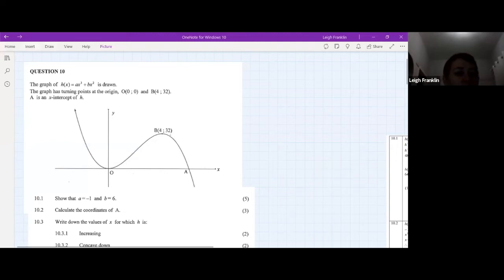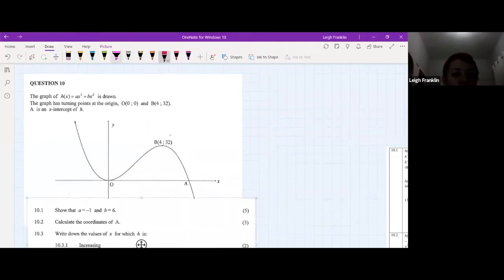So we need to work with this point over here. Working with the origin doesn't help us because if we sub in 0, we're just going to get 0 as an answer, and then it's going to be 0 on the left and 0 on the right, and it's not going to help us at all. So we've got to work with this point that's 4 and 32. Okay, so we know two things at B. It's a turning point, so the gradient is 0 at B. The first derivative is equal to 0 at B.